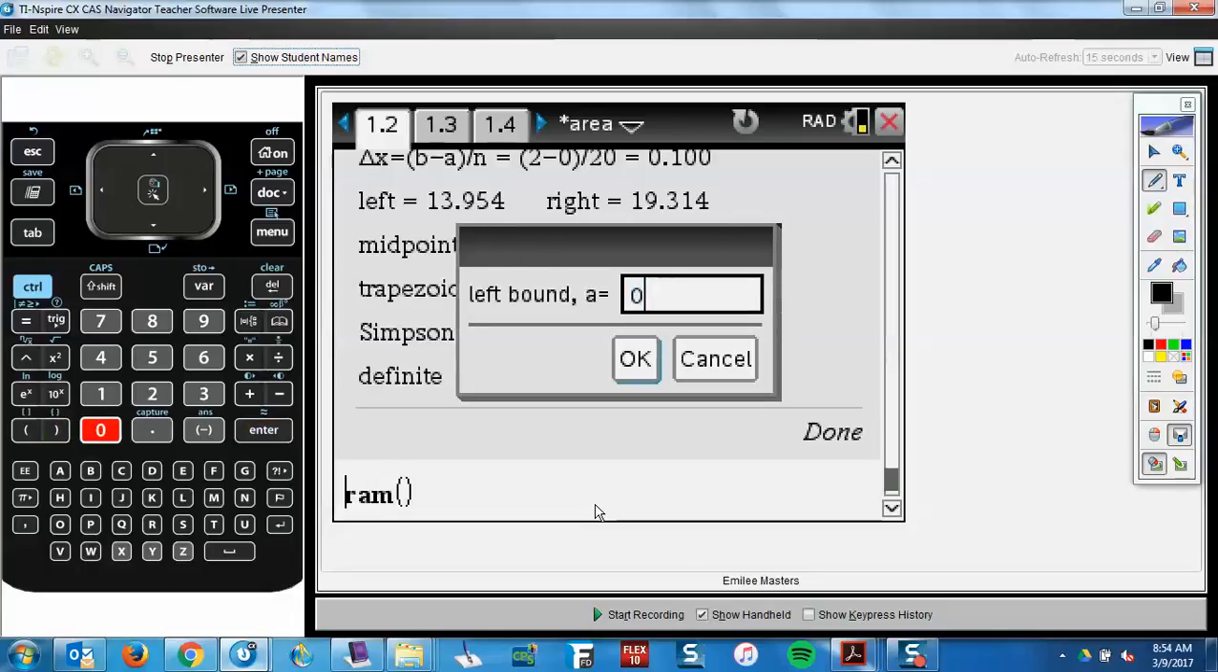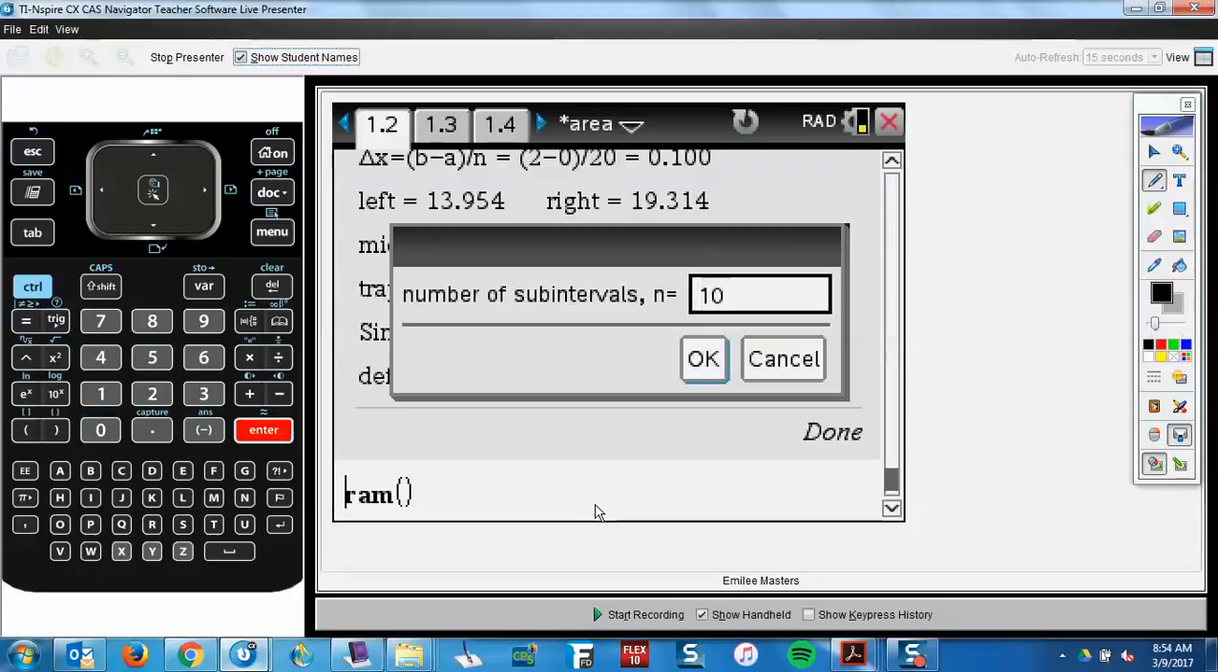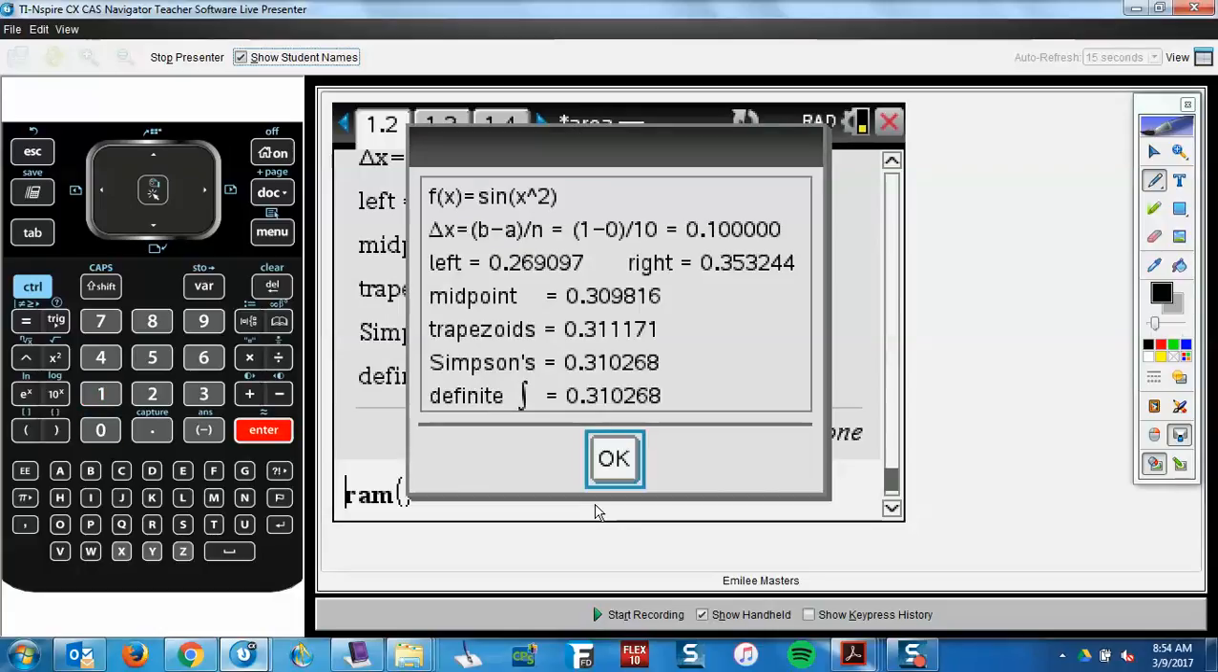Zero to 1. 10 subintervals. Okay, now what do we got? Our left is 0.26. Our exact is this. Okay, now we said our first decimal point, but rounded, right? We could say 0.3, and according to that, we've got it. Okay, but we don't have anything beyond that.